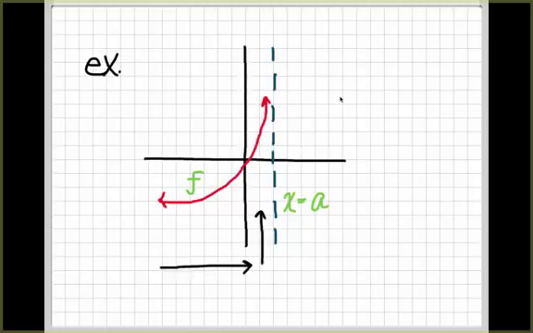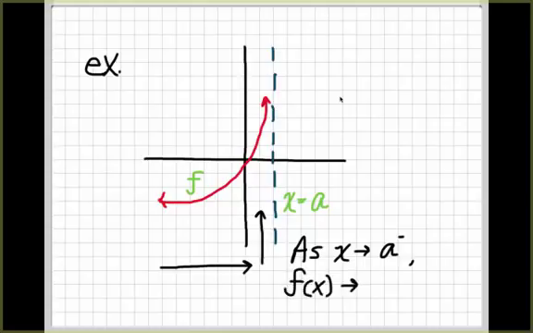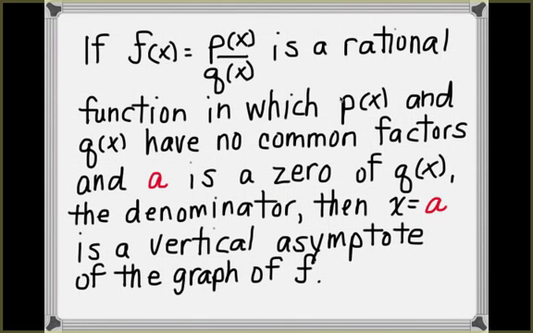So we can say as x approaches a from the left, f of x is approaching positive infinity. If f of x equals p of x over q of x is a rational function in which p of x, the numerator, and q of x, the denominator, have no common factors, and a is a zero of q of x, the denominator, then x equals a is a vertical asymptote of the graph of f.